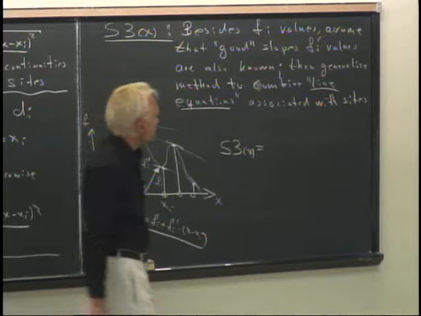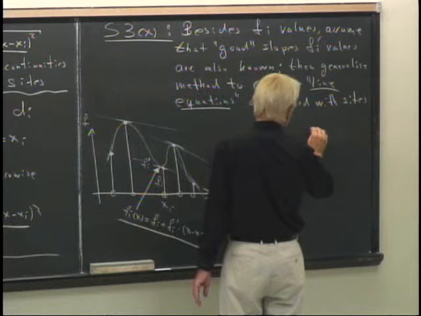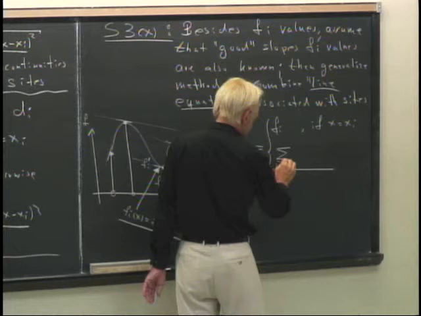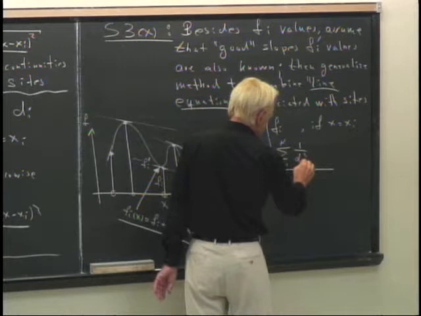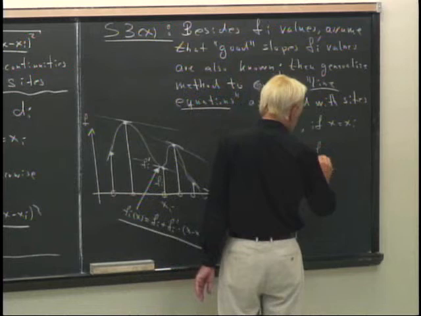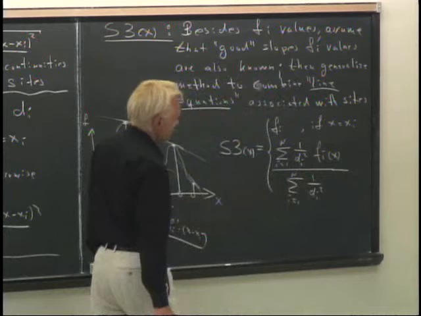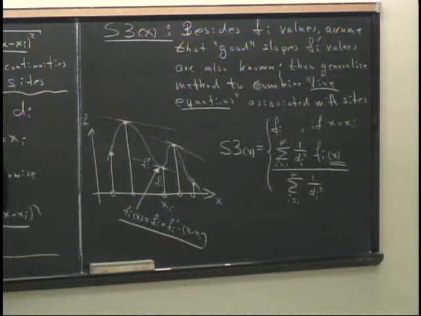All right, so again, it is fi if x is an xi site. Or otherwise, it will be a combination sum from 1 to n, 1 over di squared times, now these are fi depending on x, these are the line equations, fi of x divided by the sum of all weights, 1 over di squared, i from 1 to n. The important part is that this is now functions that we are actually blending together, not just function values.